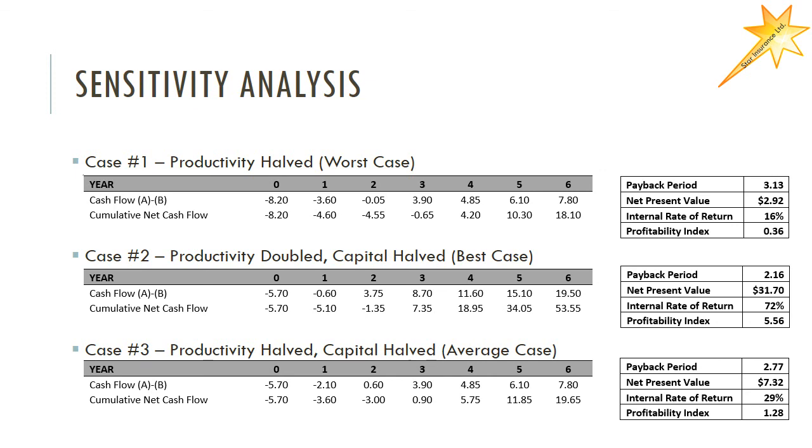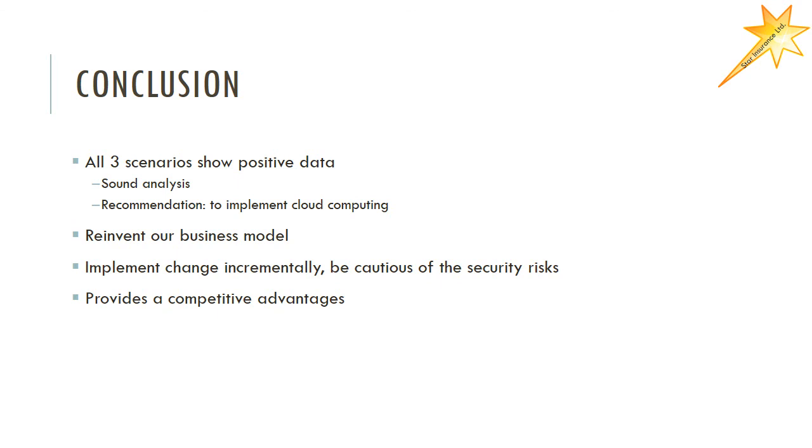Finally, let us look at case 3, where productivity and capital is half of what we had presented. The payback period is calculated to be 2.77 with a net present value of 7.32 million and an internal rate of return of 29% and a profitability index of 1.28. All 3 scenarios show positive data which indicate that cloud computing is the way ahead for Star Insurance. We will need to reinvent our business model and change needs to be implemented incrementally, taking note of the security concerns. Cloud computing, with its flexibility and cost-effective benefits, provides a competitive advantage in this day and age.